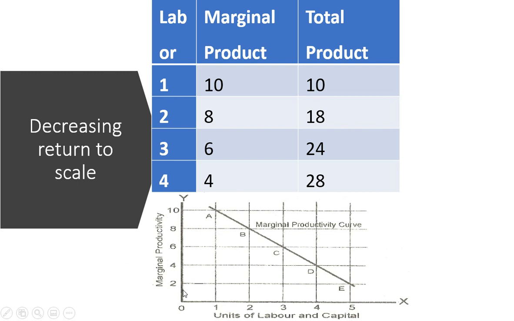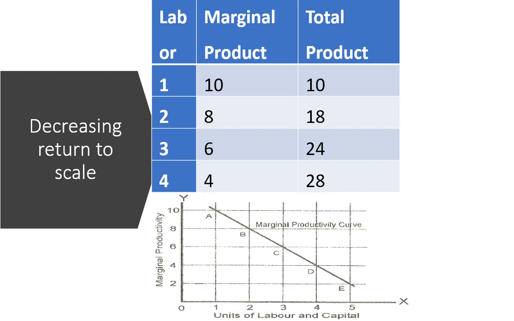Here we have made a graph of the marginal product in case of decreasing return to scale. On the x-axis we have taken the number of units of labor and capital, or we can say the input, and the y-axis is showing the amount of output. When we hire the first labor, its marginal product is 10, the second labor's marginal product is 8, the third labor's is 6, and the fourth labor's is 4. When we join all of these points, we get a marginal product curve and it is showing decreasing return to scale or increasing cost.